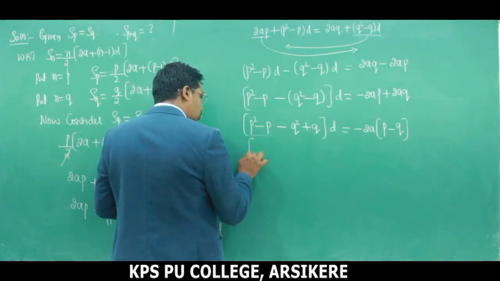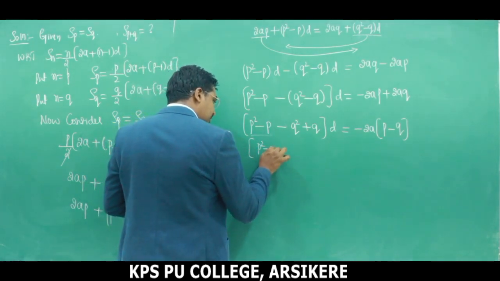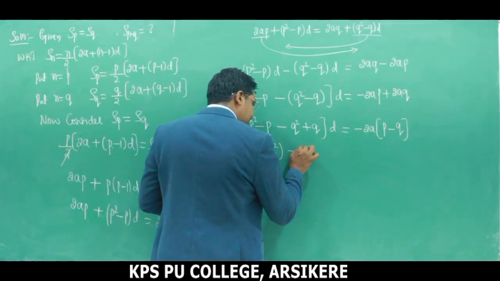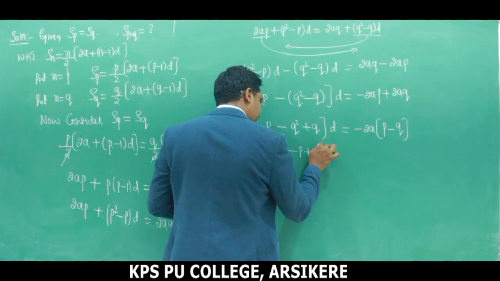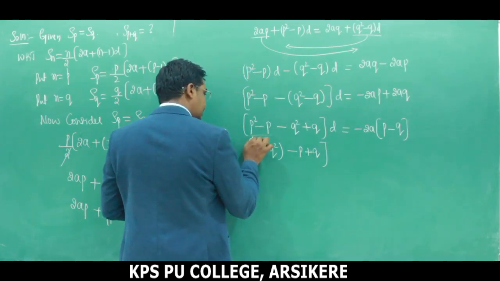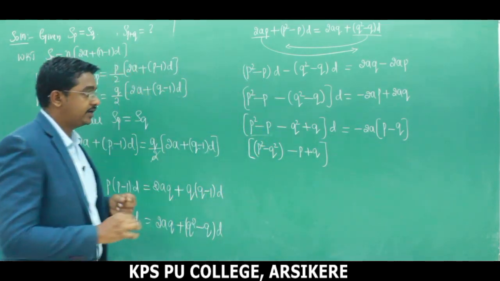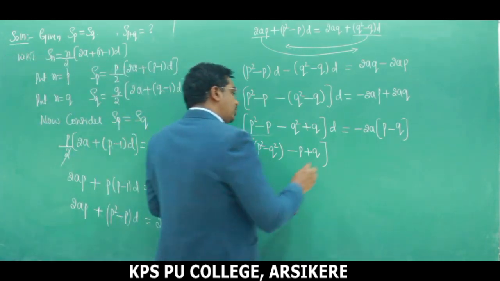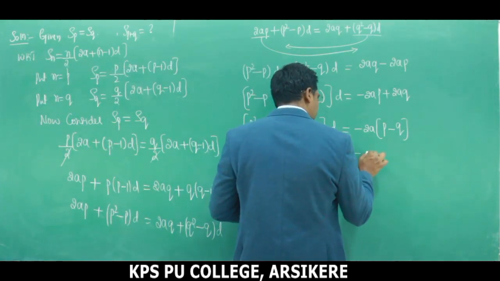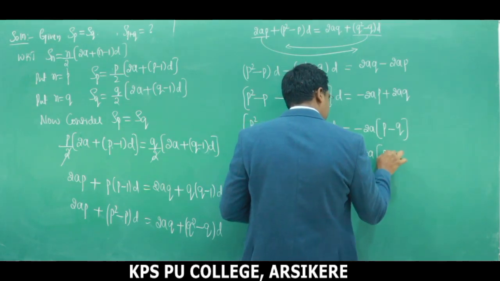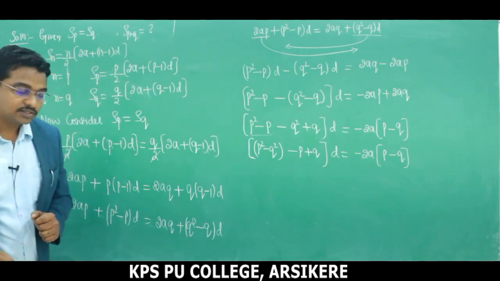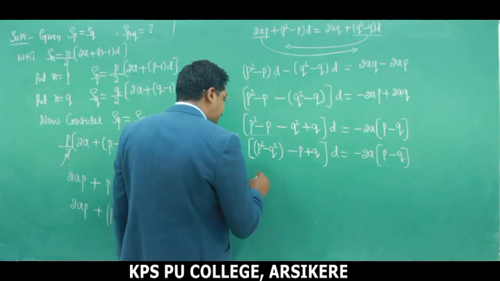So group the terms: P square minus Q square first, then minus P plus Q. You get these terms, minus P plus Q into D is equal to minus 2A into P minus Q. Okay. Next.